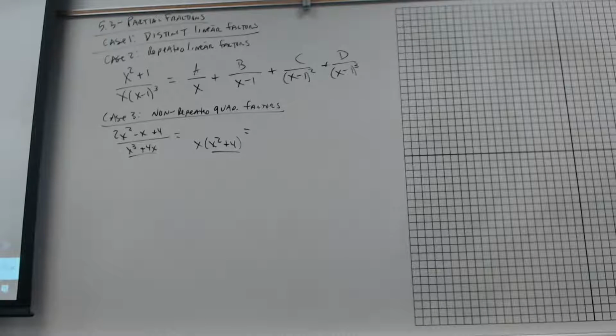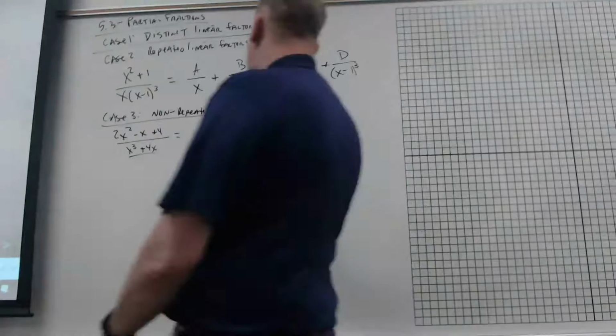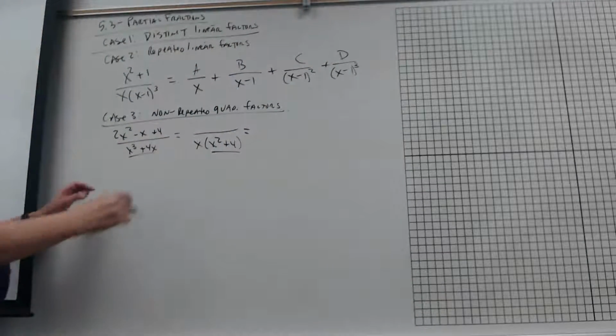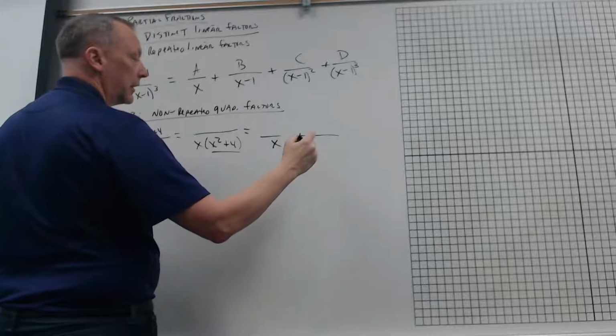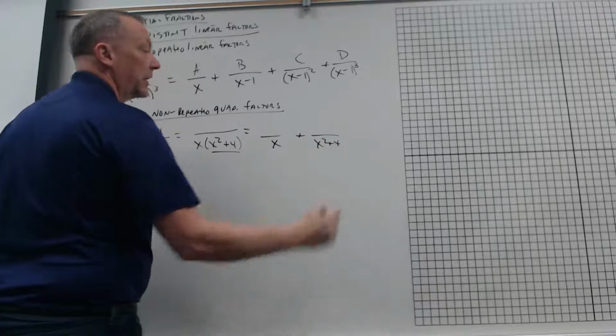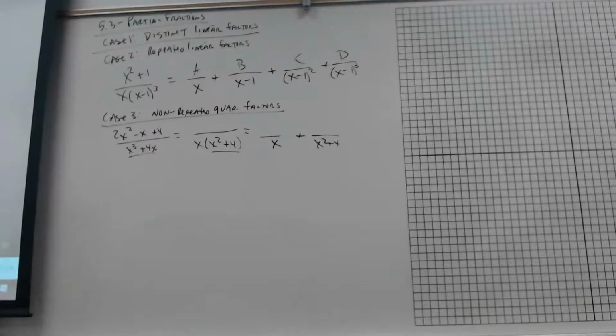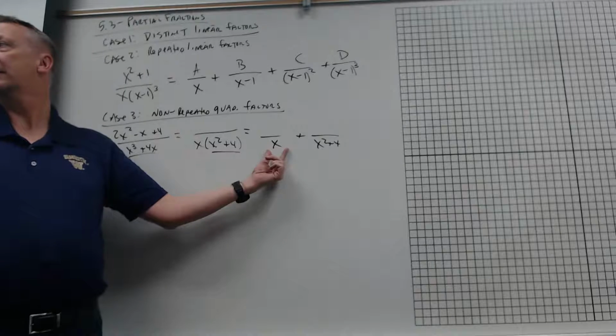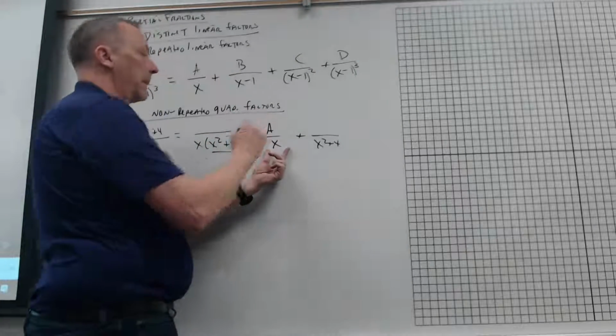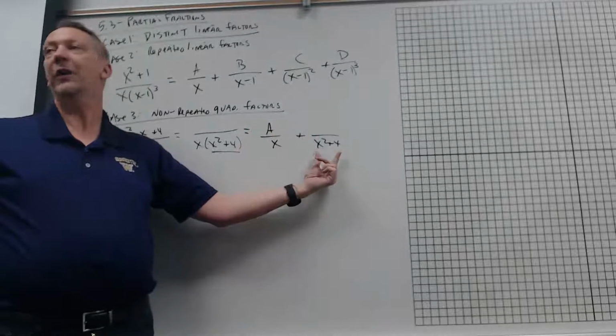Eric, what do you think? How would you break that up? Something over x plus something over x squared plus 4. So x squared plus 4 is going to stay the same. Okay? Now, this x is a linear factor, so what should I put up there? An A. This is a quadratic factor.